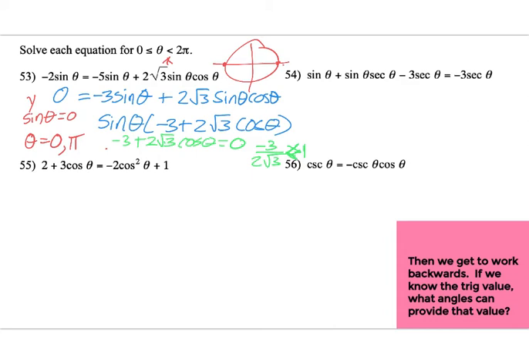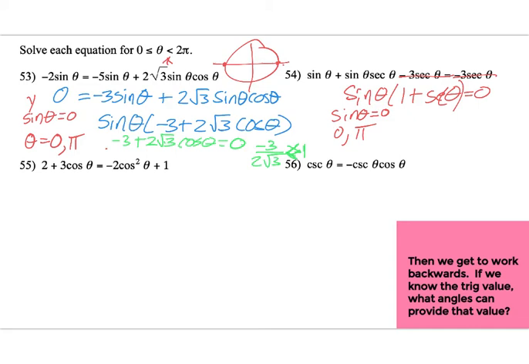For number 54, I'm going to bring everything to one side, and when I add 3 secant theta to both sides, those cancel out. Then I'm going to factor a sine out of both of these, so sine theta times (1 plus secant of theta) is equal to 0. We get sine theta is equal to 0, which we just had in the previous problem. That gave us 0 and pi.